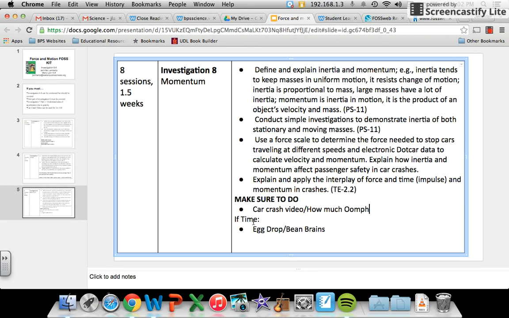And then finally, if you have time, I highly recommend you do this egg drop. In the Force in Motion kit, they have you do an egg drop, a bean brains, and they have those plastic eggs that you get at Easter, and they fill them with beans, and the students have to design a carrier to limit the impact when it hits the ground. This is something that you could do even after you turn in your kit. It could be like a culminating activity.